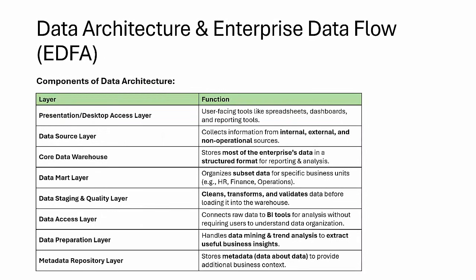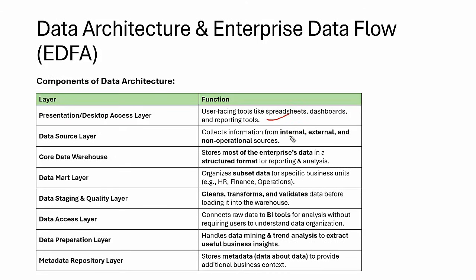Okay, next topic is called data architecture and enterprise data flow. It's very important. You need to organize data so that you know what type of data you have. So these are the layers we have. The first layer is presentation. For example, user-facing tools like spreadsheets and dashboards, from where you collect the data. Then we have a data source layer.